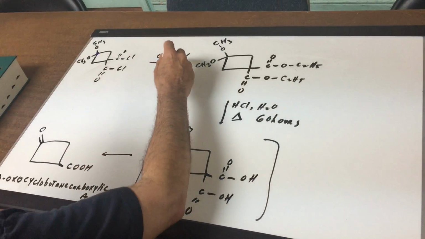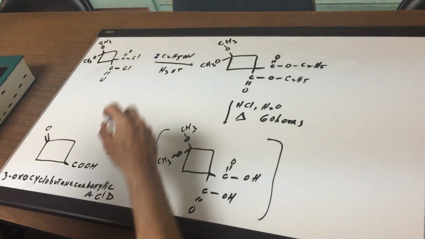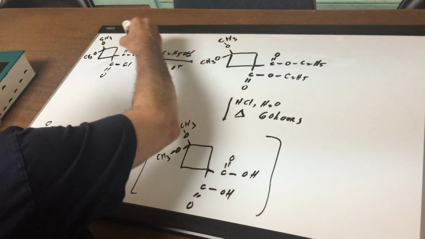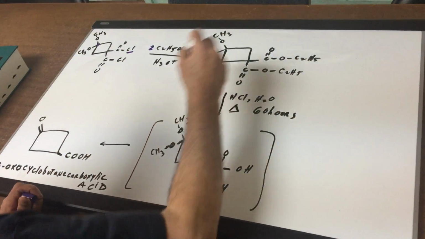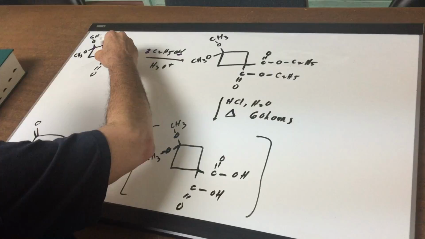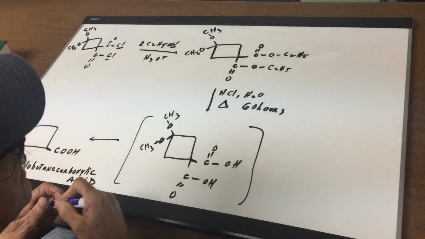Now what we're going to first do is treat it with 2 moles of ethanol. And then all you're going to do is split off the HCl here, and that'll give you the OC2H5, and then you split off HCl again, and we get a diester.